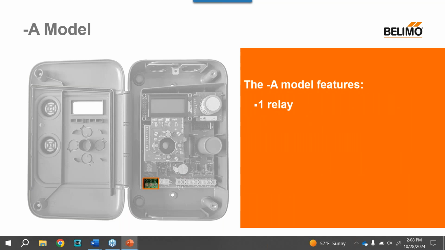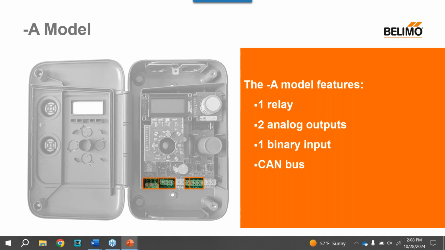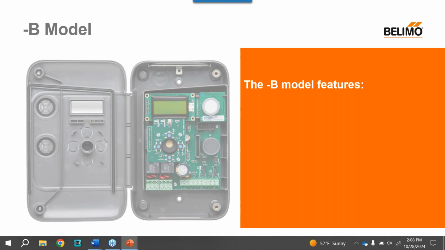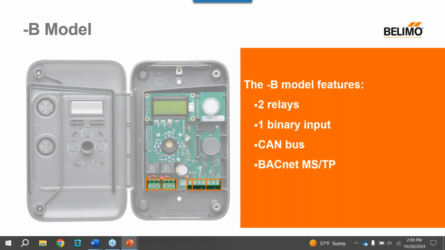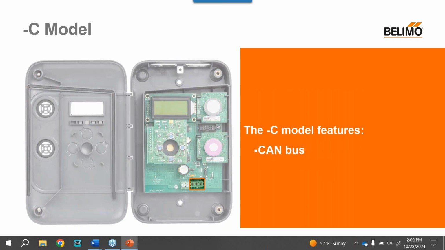Okay, so an A model has 1 relay and 2 analog outputs for direct control, 1 binary input, CAN bus and BACnet MSTP for communication. A B model has 2 relays for direct control, a binary input, CAN bus, and BACnet for communication, and a C model just has CAN bus.